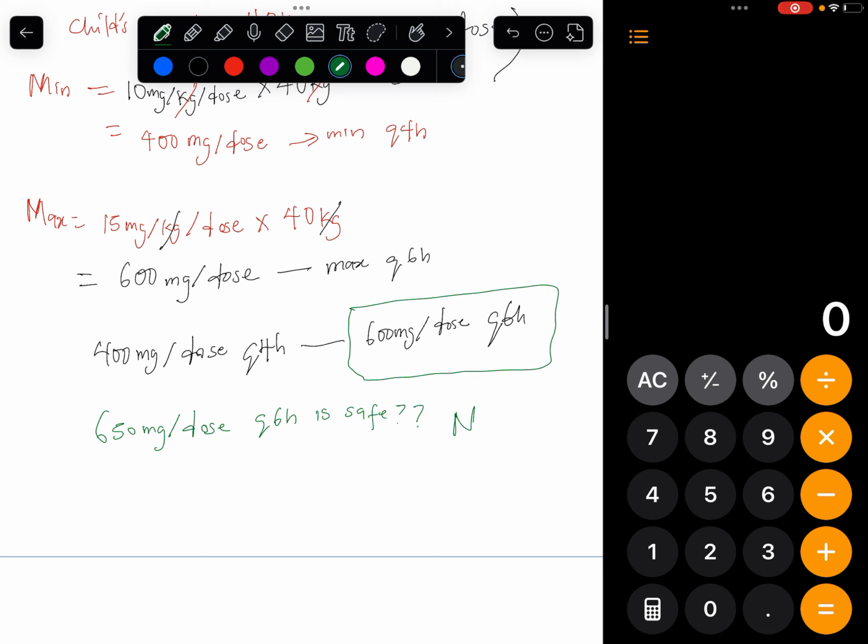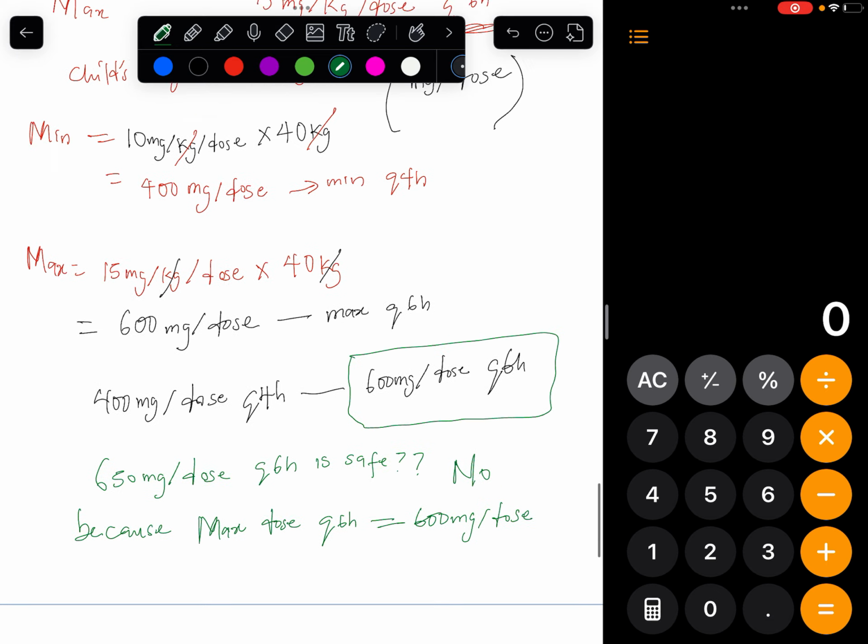No, it's not, because the max dose every 6 hours is 600 milligram per dose. And that's it for that.